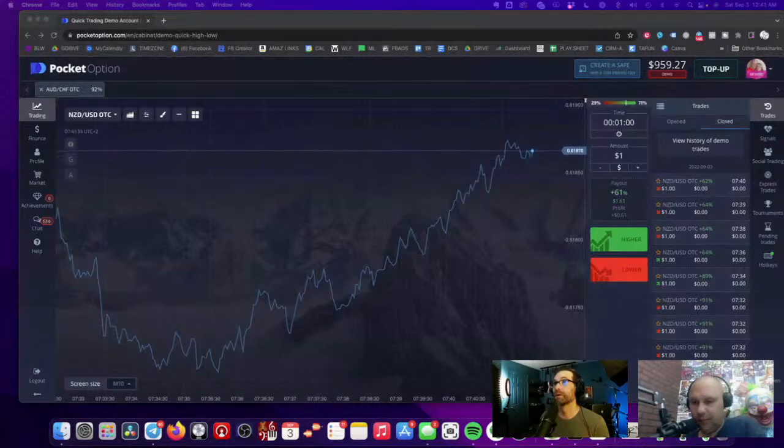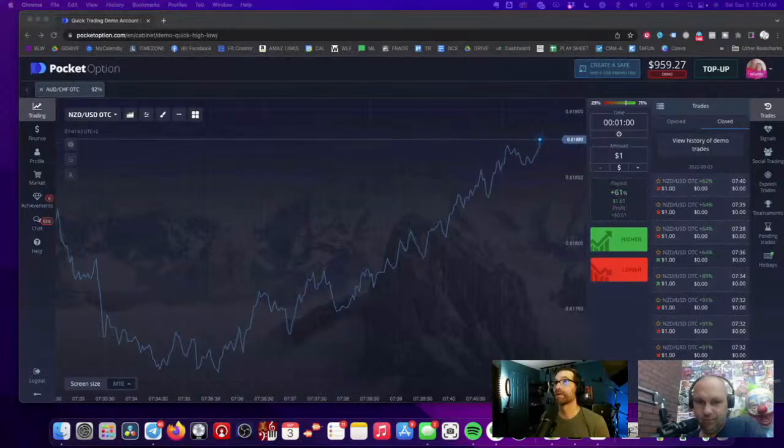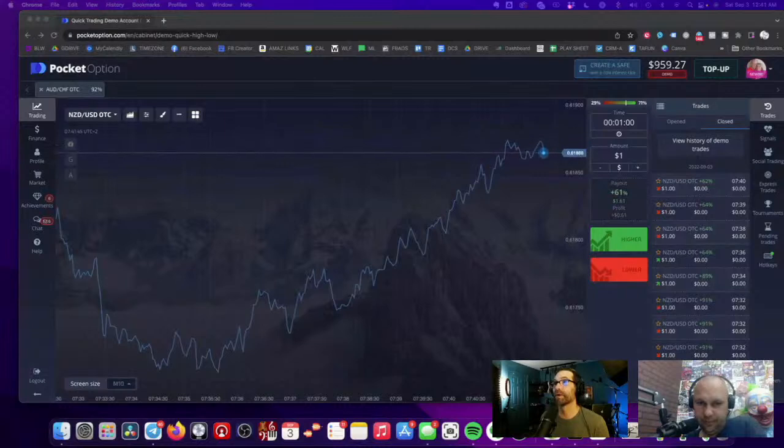I had three losses, three wins, then three losses, then a win. Now here's how the chart looks at 115. Okay, I'm going to look at this one. This is good. I'm going to look at the 1 minute chart. Okay, so it's going down.